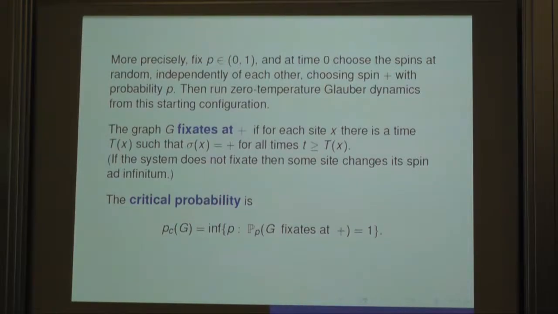Of course, every site has its own time. It can't be that if we wait long enough, then every site will be in state plus, because that will never happen. I mean, it's obvious it will never happen. No matter how long you wait, some sites will be plus and some minus. But every site by itself should go into plus and stay there. Okay, now the critical probability in this setup is the smallest probability at which the graph fixates at plus. So every site goes into plus eventually and stays put.